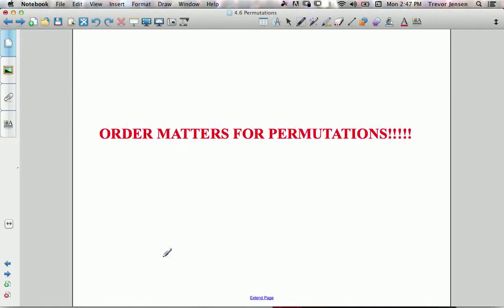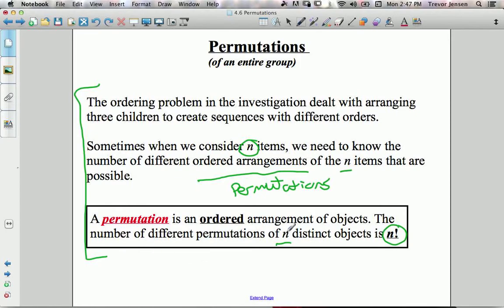Okay, so if we want to calculate the number of different permutations or ordered arrangements of n objects, all you have to do is n factorial. And why do we have to do that? Well, let's say we have 5 objects. I want to put them in order. How many different options do I have for the first object? There would be 5 options for the first object.